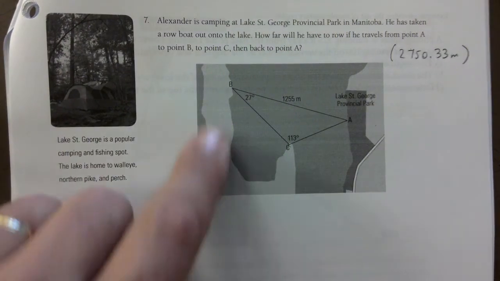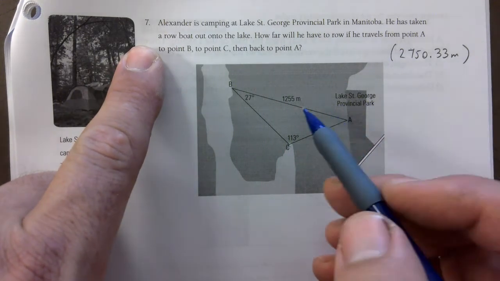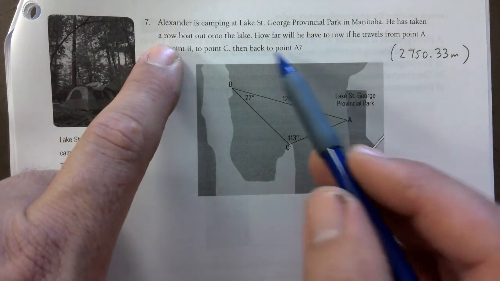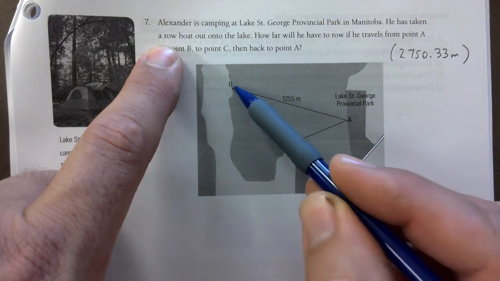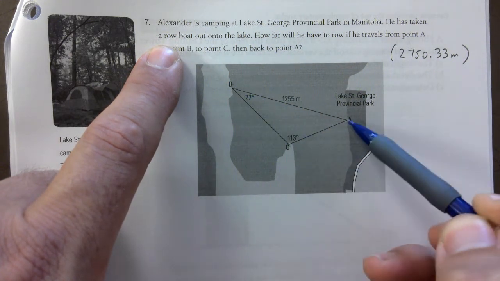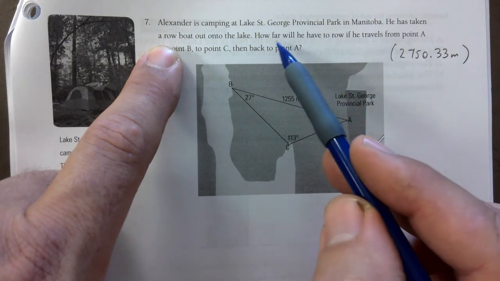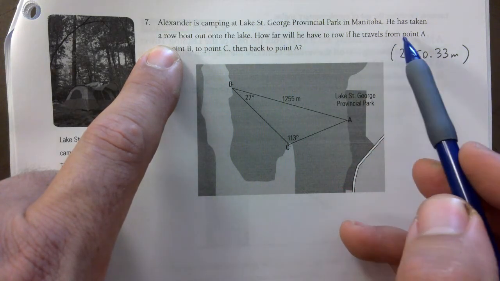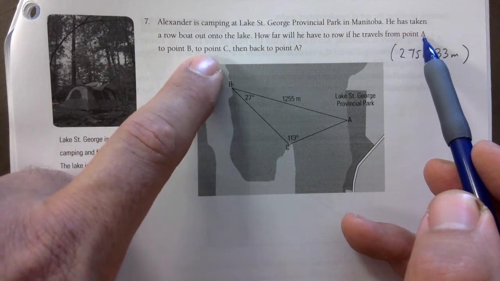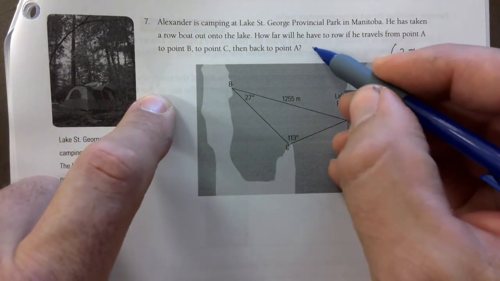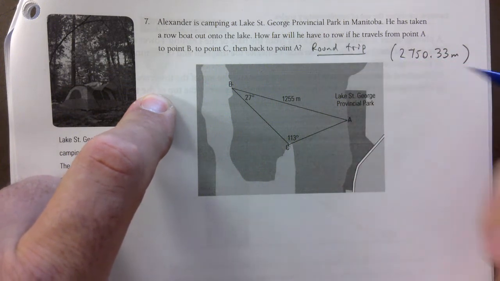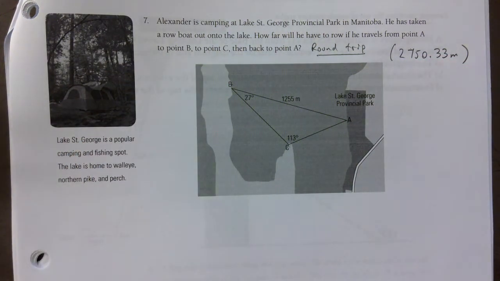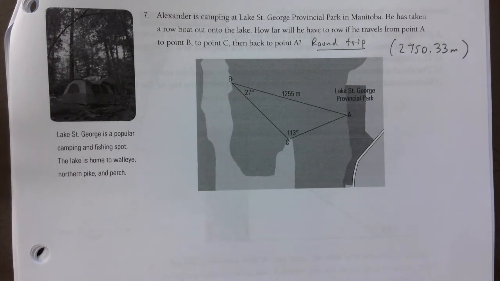Okay, so we have this scenario where there's a boat taken onto a lake and it's traveled right from here to here to C and then back to where it started. How far will he have to row if he travels from A to B to C and then back to A? So this is a round trip, right? So they're asking for the distance in total.